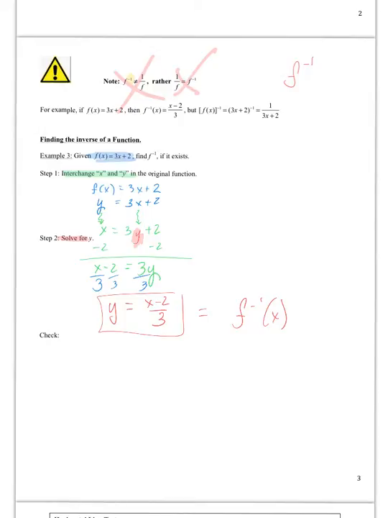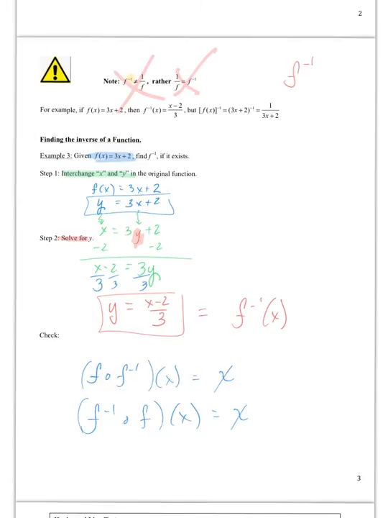Now, how can you check it? Well, again, to verify two functions are inverses of each other, all you have to do is take the composition in both orders. So f of f inverse should give us x, and f inverse of f, the composition in the other direction, should give us x. If that is the case, then you have the inverse, as in today's lesson.